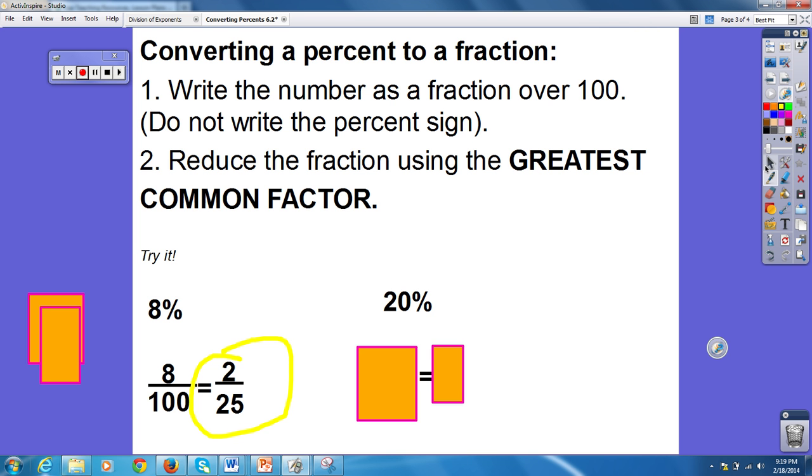Now it's your turn. Try writing 20% as a fraction. While you do this in your notes, please press pause until you're ready to check your answer.